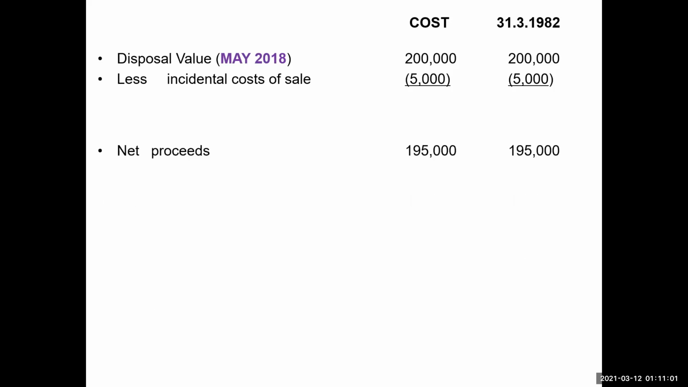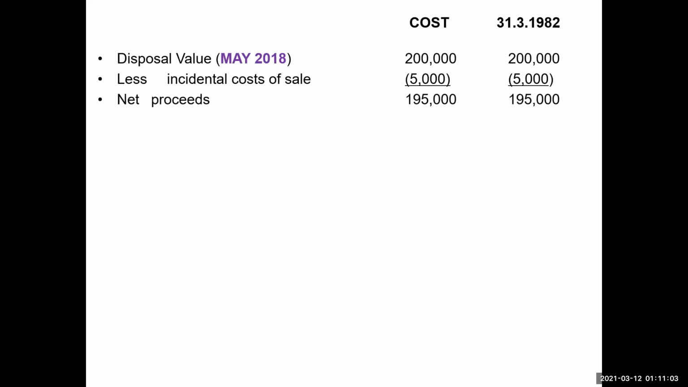So we take a deep dive, all right. Look at the asset value for May, the disposal value. So we sold it for $200,000. It will be another column of the cost as well as another column of the 1982 section. Incidental cost to sell was $5,000 on both sides, so our net proceeds becomes £195,000.